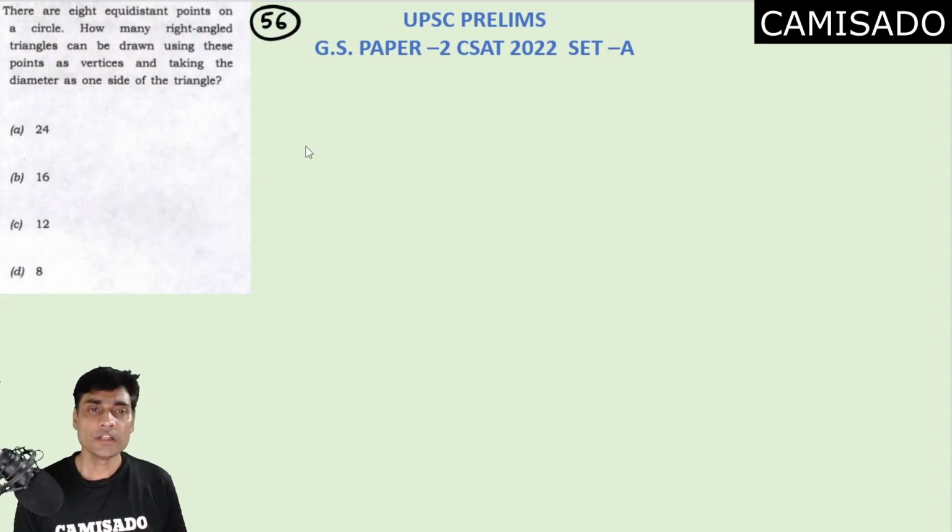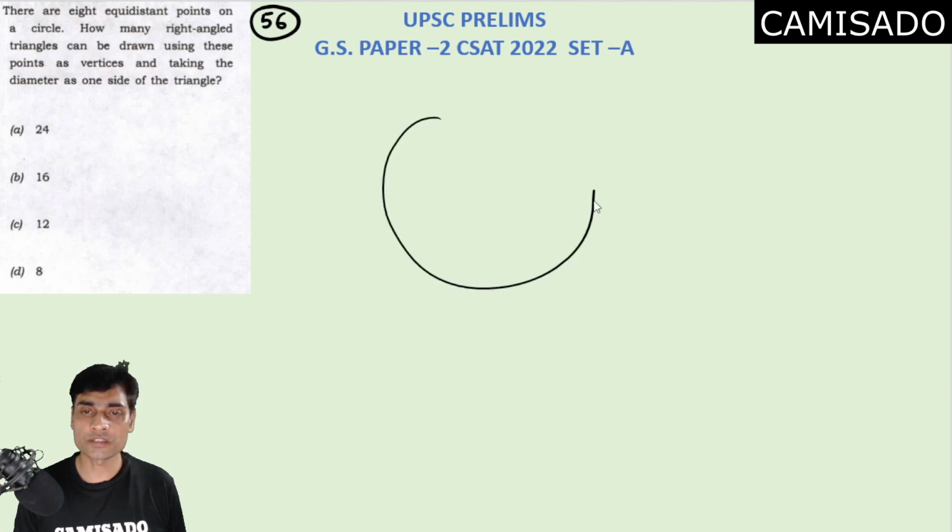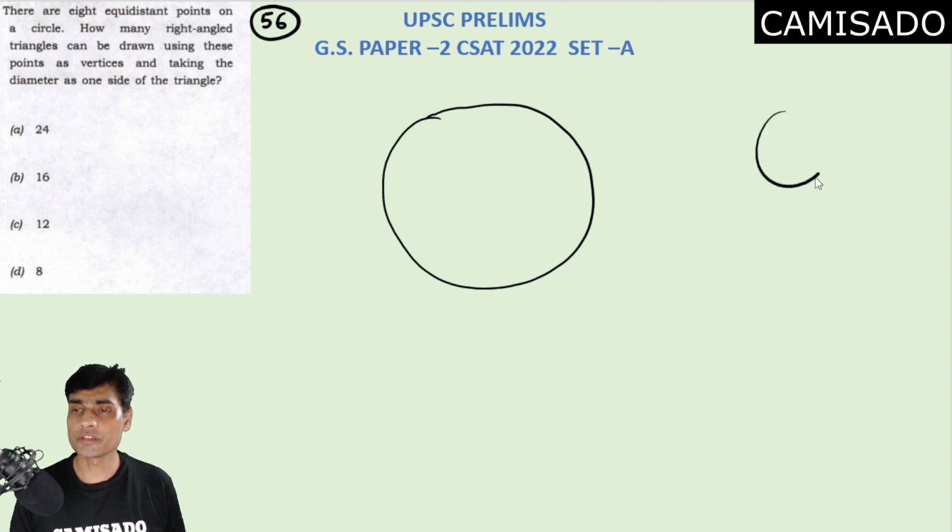Now next, there are 8 distinct equidistant points on a circle. How many right angle triangles can be drawn using these points as vertices and taking the diameter as one side of the triangle? So basically it's a question related to the property of a semicircle. The property says that in a semicircle, whenever you take any point on any side of the diameter, this becomes a right angle triangle. We can say that the angle in a semicircle is always a right angle. This property is used in this particular question.